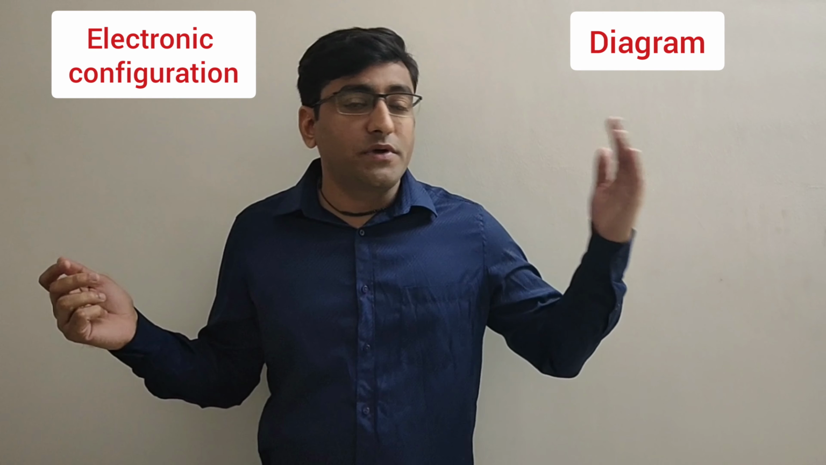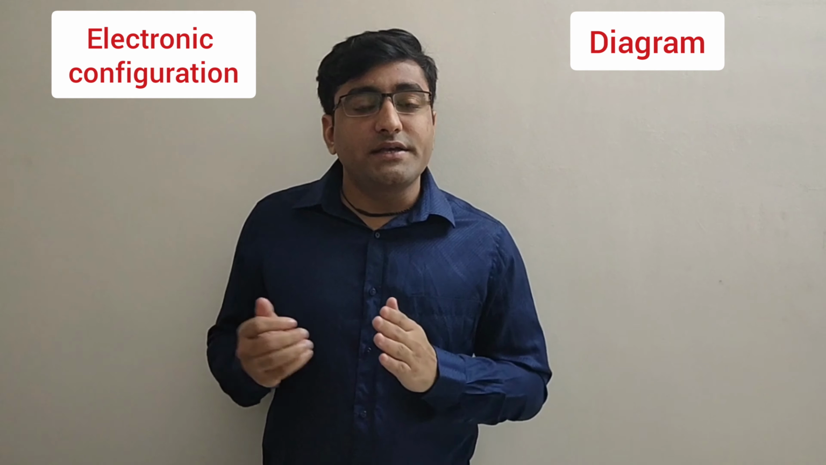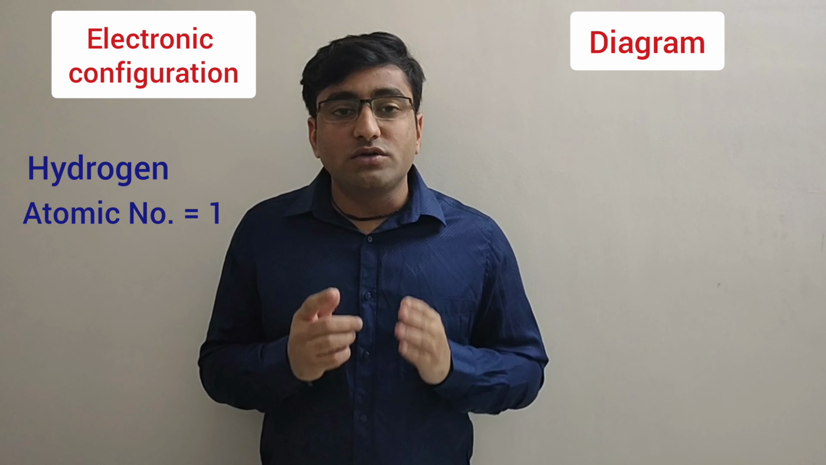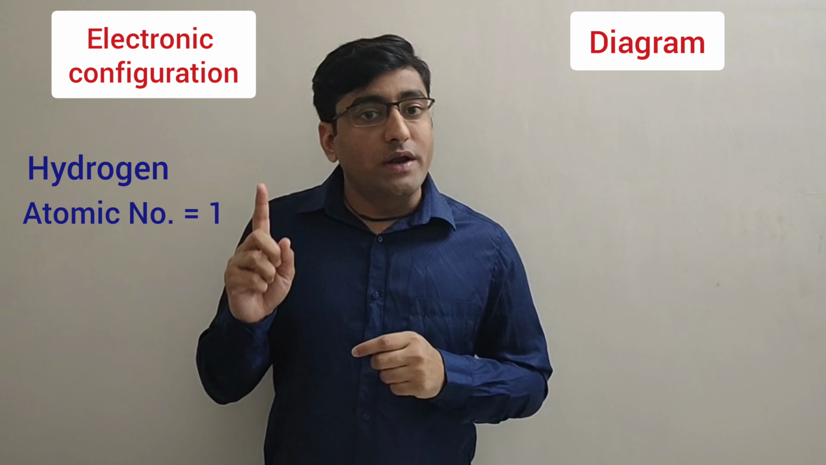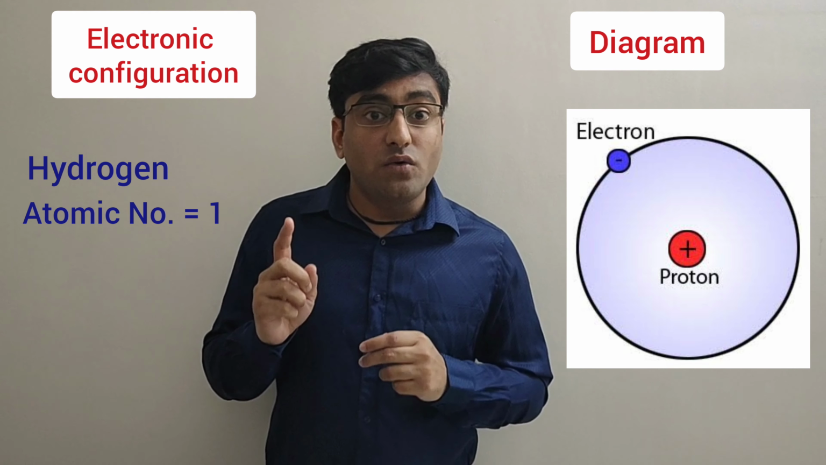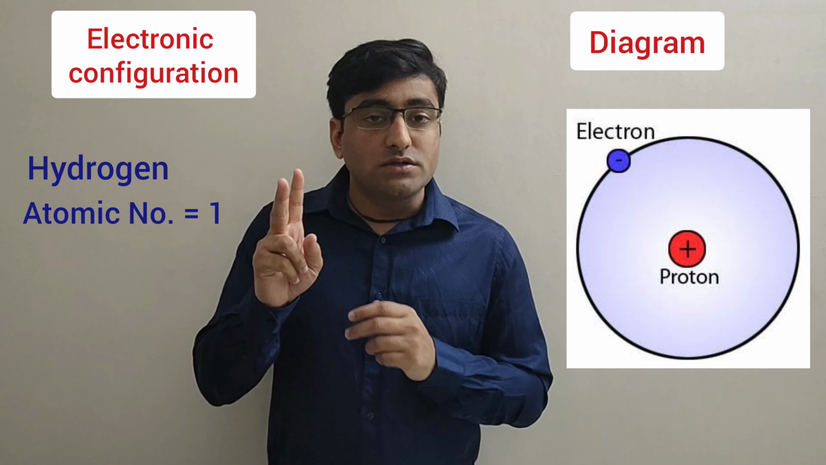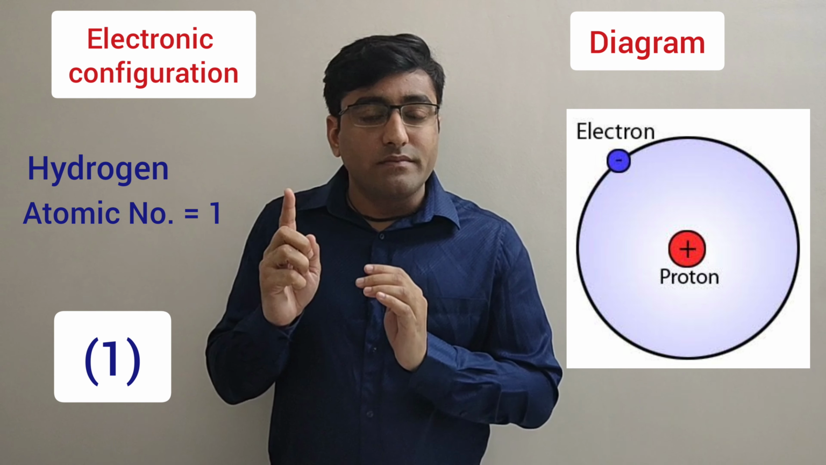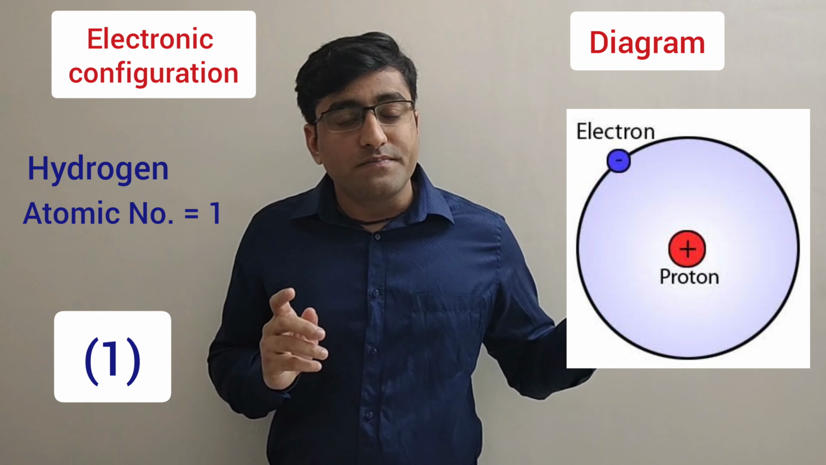Now we will take some examples of which we will find out the electronic configurations and their diagrams. So the electronic configurations would be on this side and the diagrams would appear on this side. Let us take the example of the very first element, which is hydrogen. The atomic number of hydrogen is 1. So it has 1 electron. The first orbit can hold up to 2 electrons. So the electronic configuration of hydrogen would be in brackets 1. The diagram you can see over here.